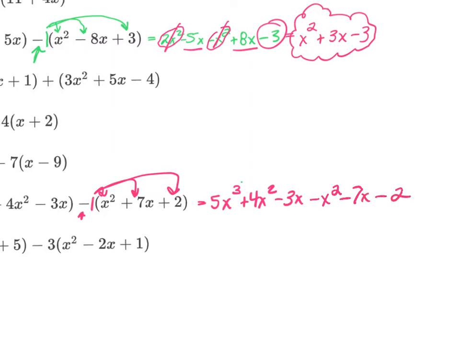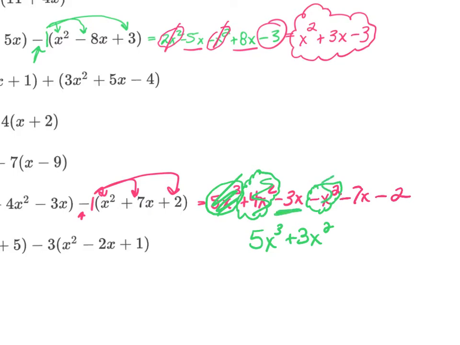The biggest exponent is x to the 3rd. There's no other x to the 3rd, so I'm just going to rewrite 5x cubed. And then I have a positive 4x squared and a negative x squared. 4 minus 1 gives me positive 3x squared. Negative 3x, negative 7x gives me negative 10x, and then I have minus 2.